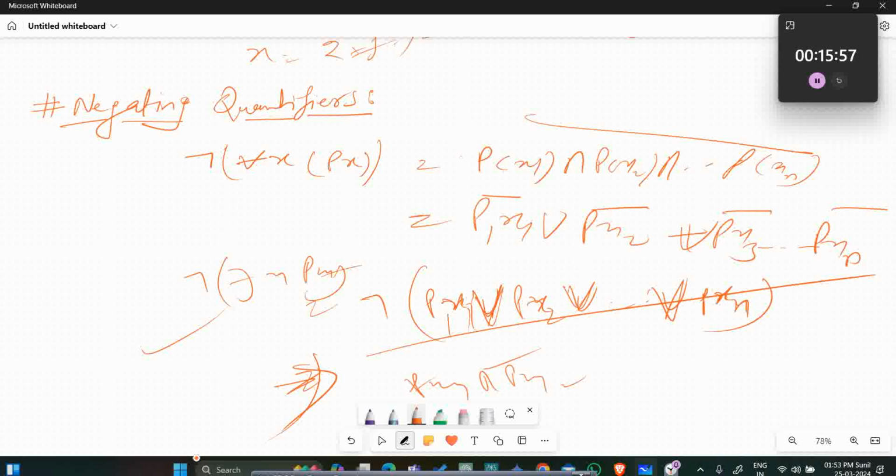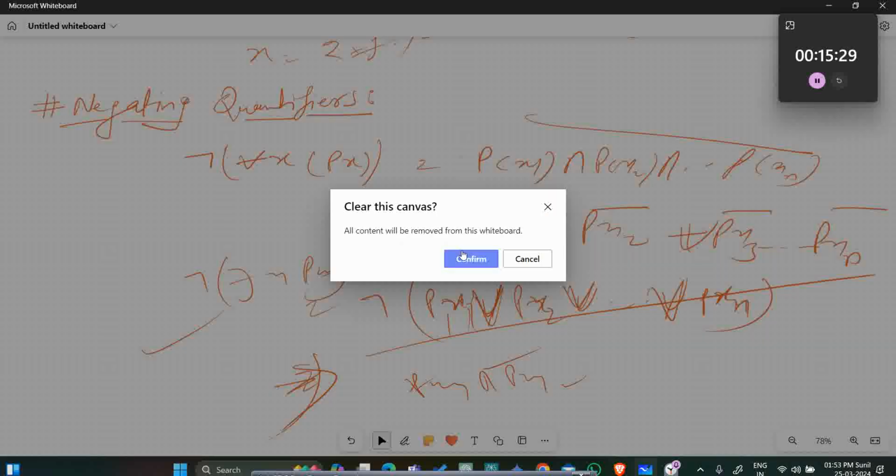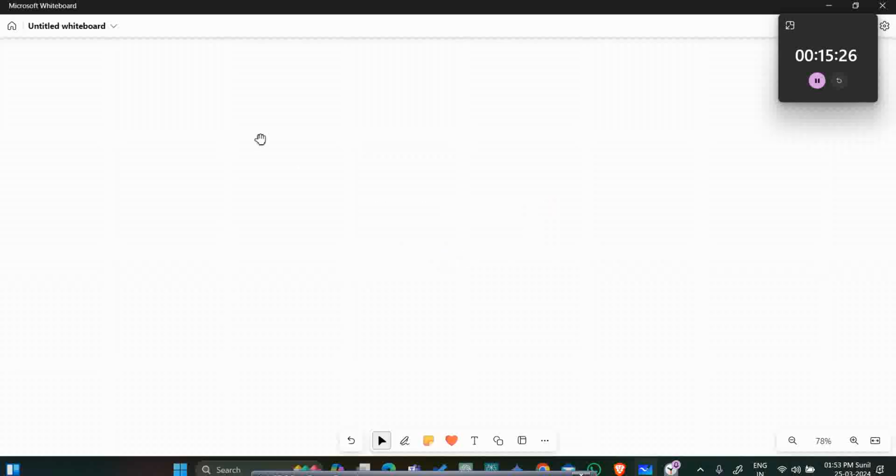Alright. So guys, next topic is properties of quantifiers. Then we will do some questions. We will do translation. After translation, we will check the rest. We have 15 minutes remaining in the lecture. So, properties of quantifiers.